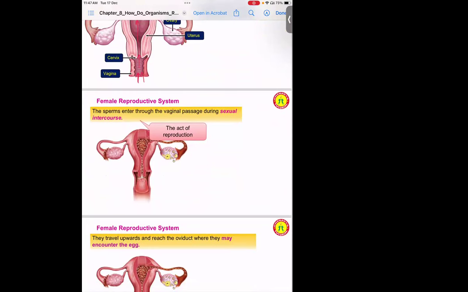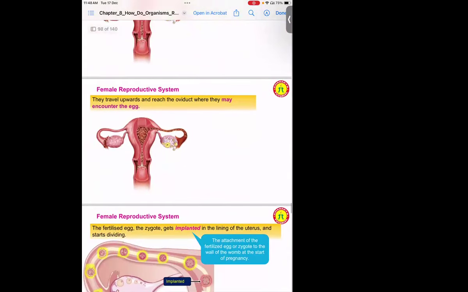people. So the sperm enters through the vaginal passage during sexual intercourse, where the act of reproduction will start. Then they travel upwards and they reach the oviduct. And why do they have to reach the oviduct? They have to reach the oviduct for the fertilization process. Am I clear, children? I hope I'm clear. Okay.